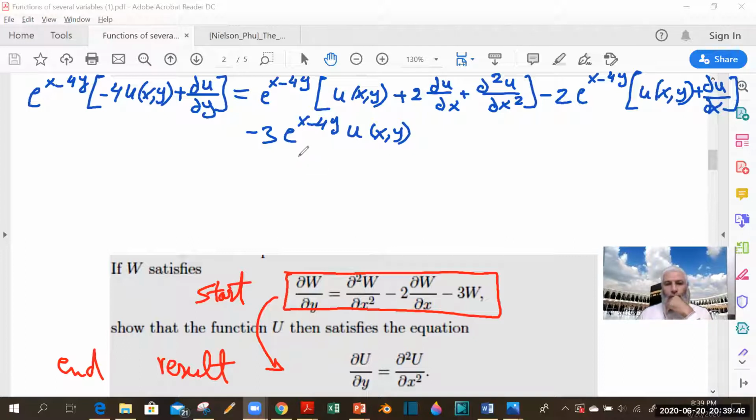Okay? Yeah. I think all this function, if we divide this function by e power x minus 4y, we will divide this and this and this and this. So this will cancel out. If we divide this function by e power x minus 4y, all of this will cancel out. Okay? Yes.